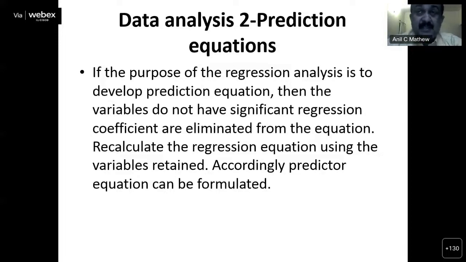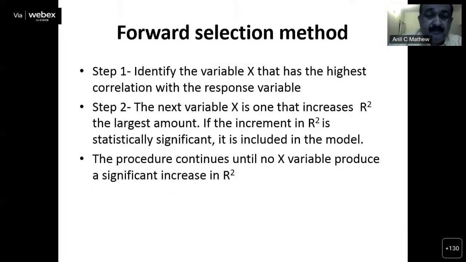But at the same time, if it is an expected outcome for cancer, for given data, whether the person is likely to get this or not, that is the time when we can use the prediction equation model more. Anyway, for illustration purposes, I just used the same data to show how to use the prediction equation. If the purpose of the regression analysis is to develop a prediction equation, the variables that do not have significant regression coefficients are eliminated from the equation, and the regression equation is recalculated using the variables retained. Accordingly, the prediction equation can be formulated.